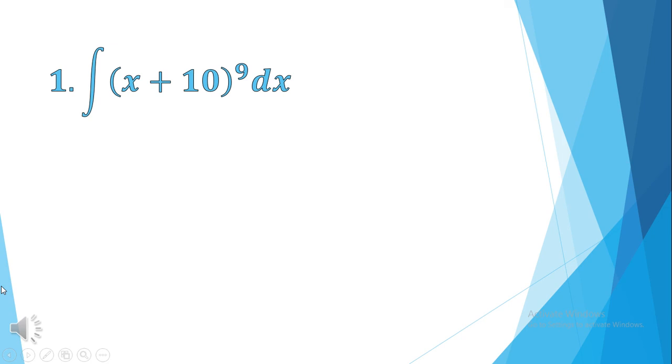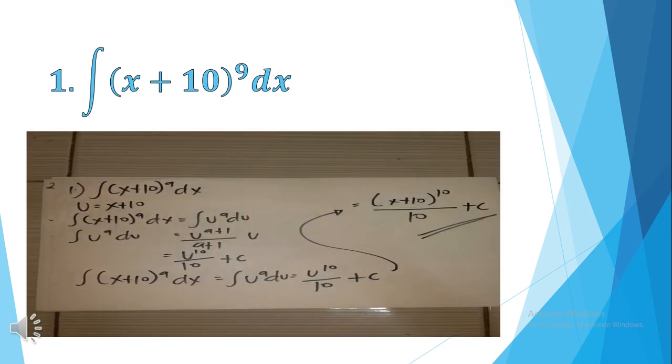Number 1. Integral of x plus 10 to the power of 9 dx. First, we must find the u. So our u is x plus 10. So we do the integration method. The integral of quantity x plus 10 to the power of 9 dx equals the integral of u to the power of 9 du. The integral of u to the power of 9 du is equal to u to the power of 9 plus 1 all over 9 plus 1.